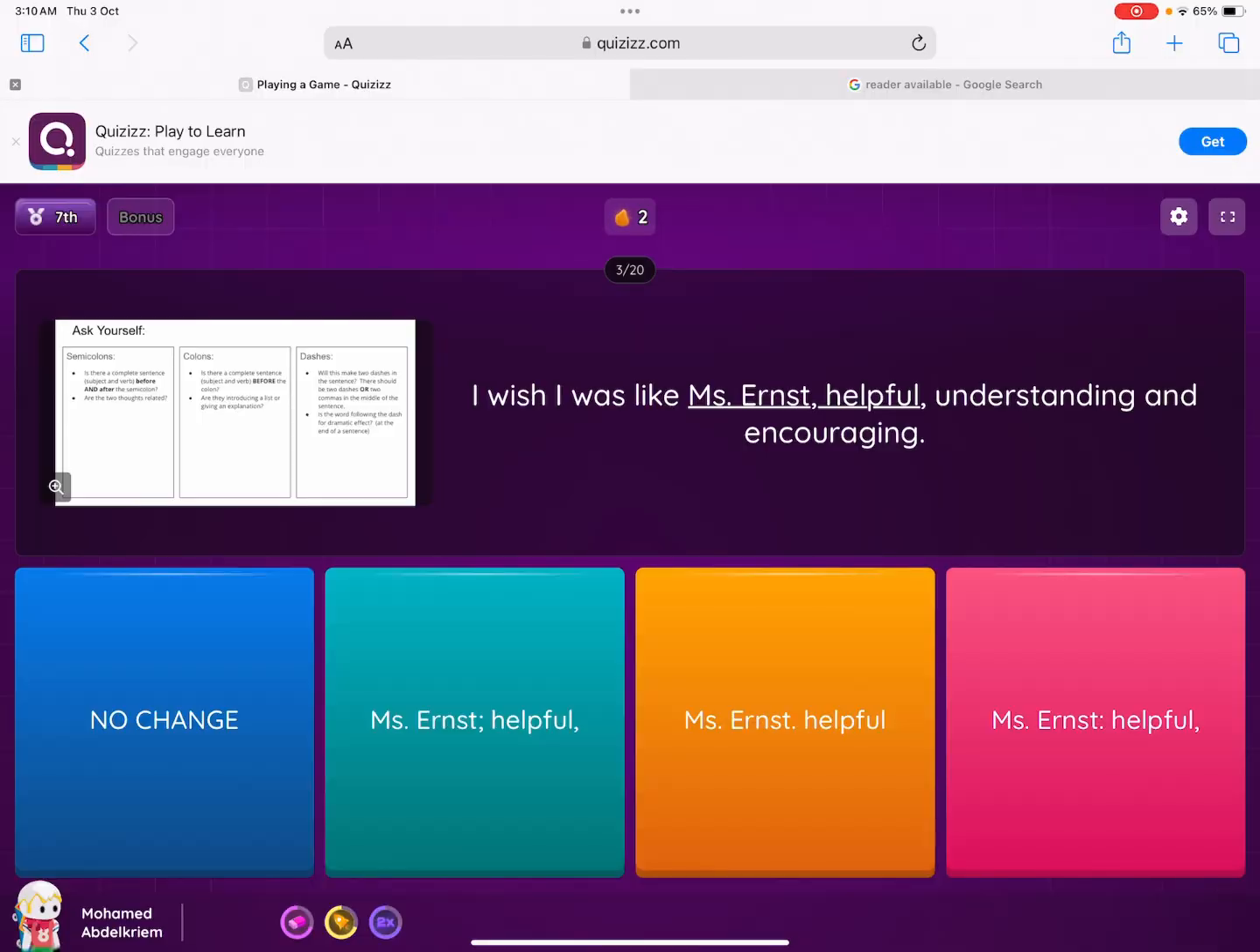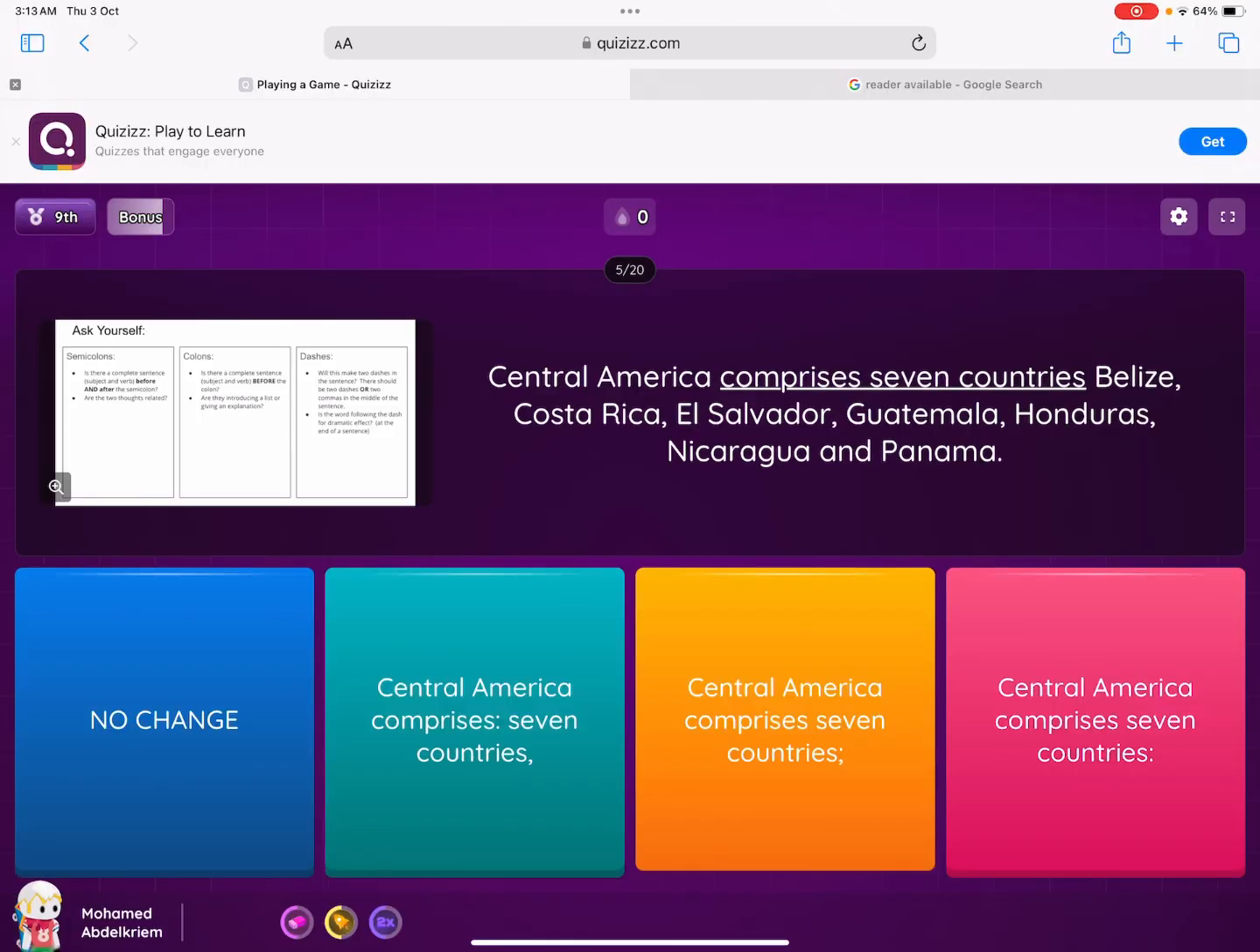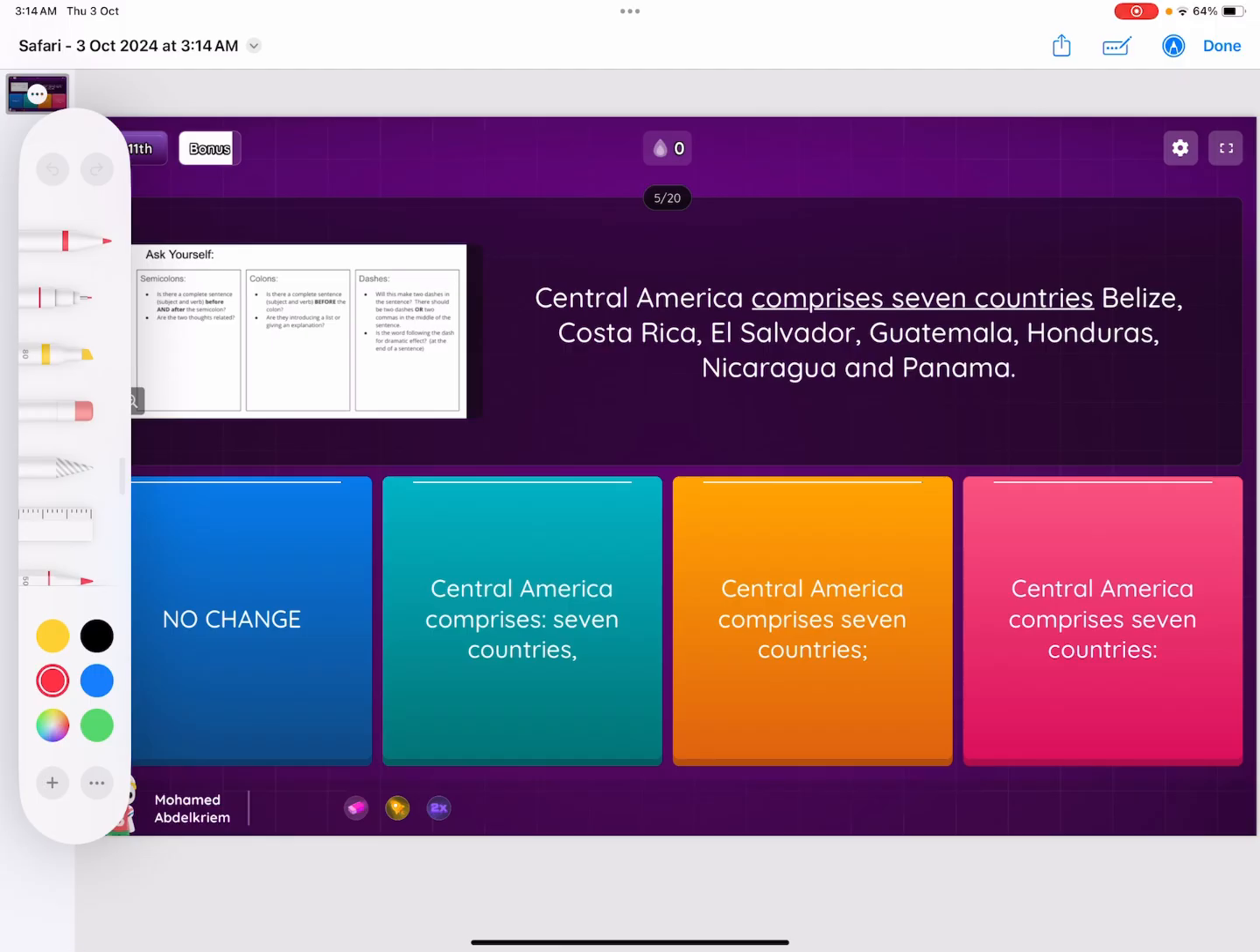So here, where's the correct answer? This one: "Central America comprises 7 countries." And then he started listing the countries. Here, he's introducing a list. And we said, whenever you're introducing a list, you need to use a colon before the list. So which option introduces a list here? No change is wrong because he does not use any punctuation mark before the list. While here, yes, he used the colon, but he used it after "comprises." And I cannot use a colon after "comprises" because Central America comprises what? 7 countries. And I cannot use a colon after a verb. You need to use a colon after the whole clause. After the independent clause, you can use a colon.